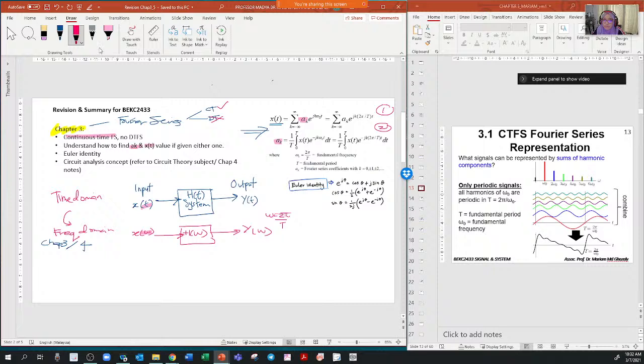So there are only two equations, and based on this, how to find the AK value is, if you see here, AK is 1 over T.